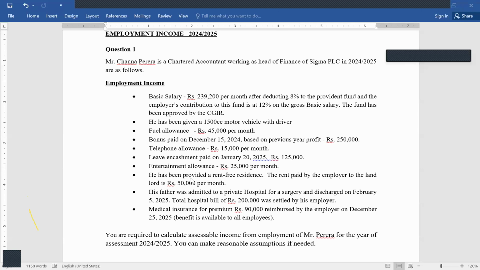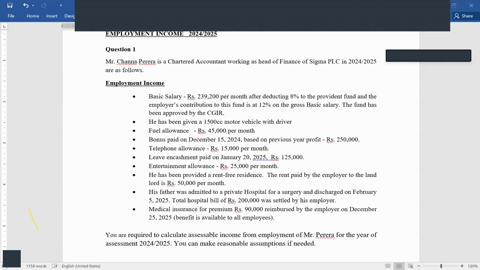The next one, he has been provided a rent-free residence. The rent paid by the employer to the landlord is 50,000 per month. So what is the amount we have to consider for the taxation to calculate the assessable income of an employment?